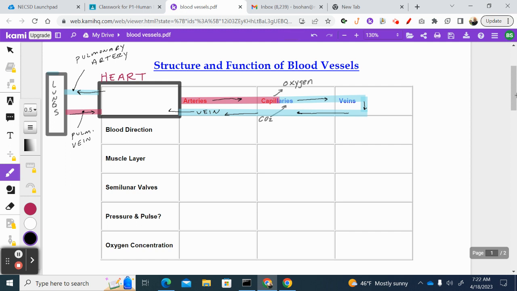So we have arteries in this column, capillaries in this column, and veins in this column. The direction of flow is away from the heart. In veins, it's towards the heart. And then capillaries, what they do is they just connect the two, right? So they're in the middle.